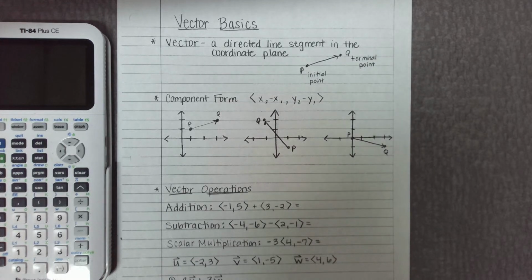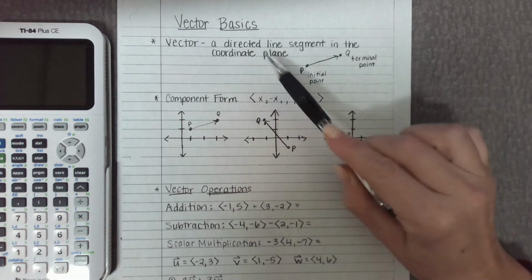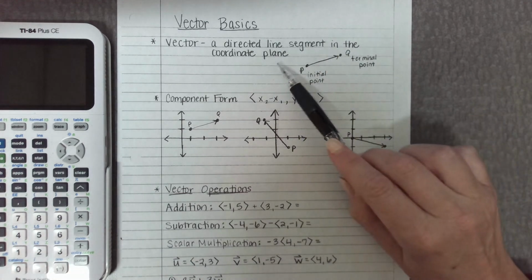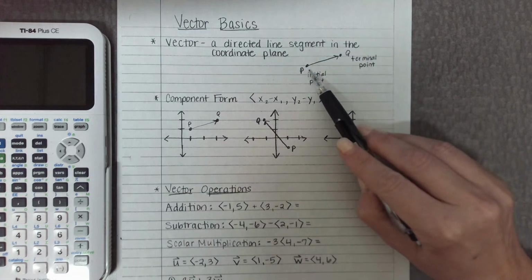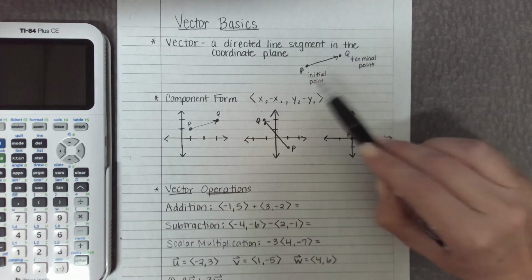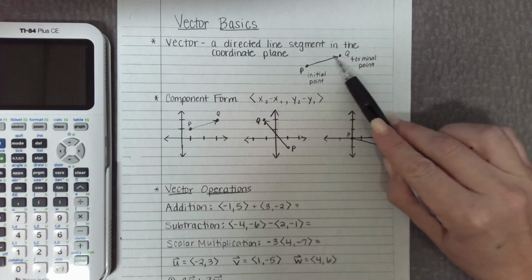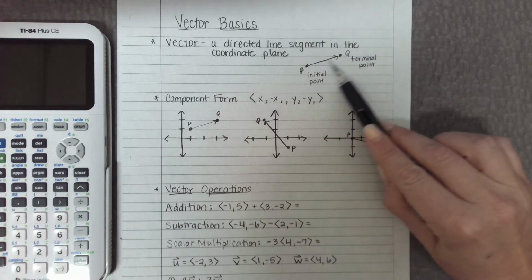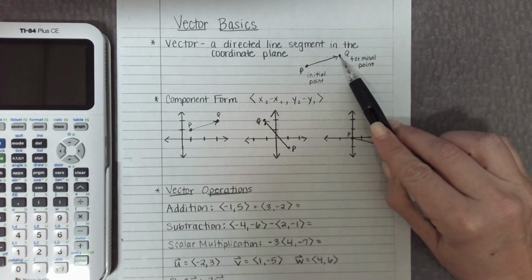In this video, we're going to introduce you to vectors and some of their basic operations. So what is a vector? A vector is a directed line segment in the coordinate plane. So every vector has an initial point, its starting point, and a terminal point, its ending point. Typically a vector has an arrow on one end specifying the direction in which the vector is moving.